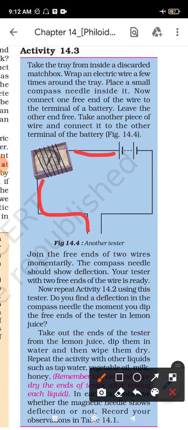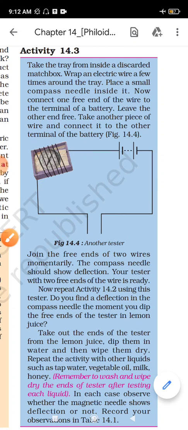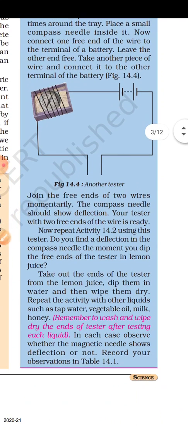Now we have to take one more wire which will be connected to the other terminal of the battery, and the other end of the wire will be free. These two ends of wire are in the free state for testing the different substances. So now our circuit is ready. Now we are going to test this circuit, whether it will work or not.